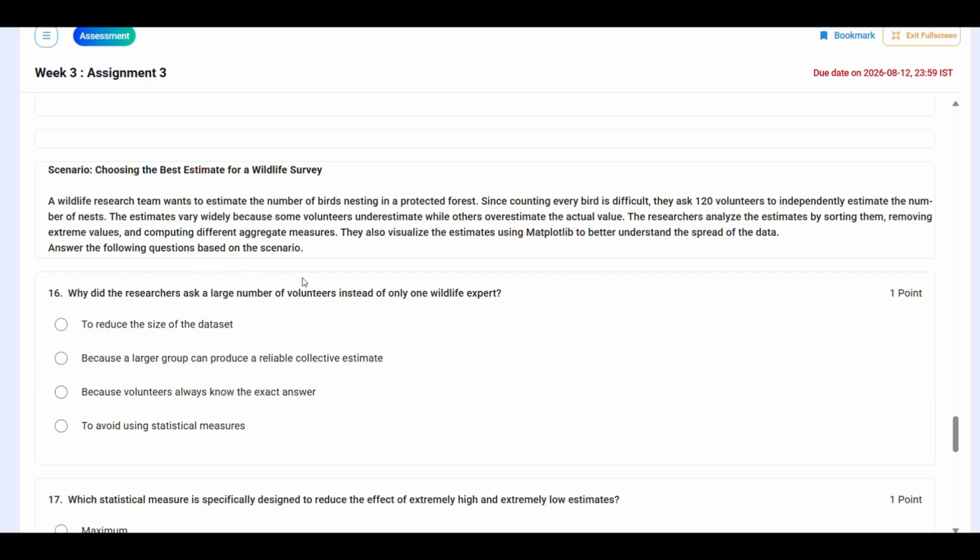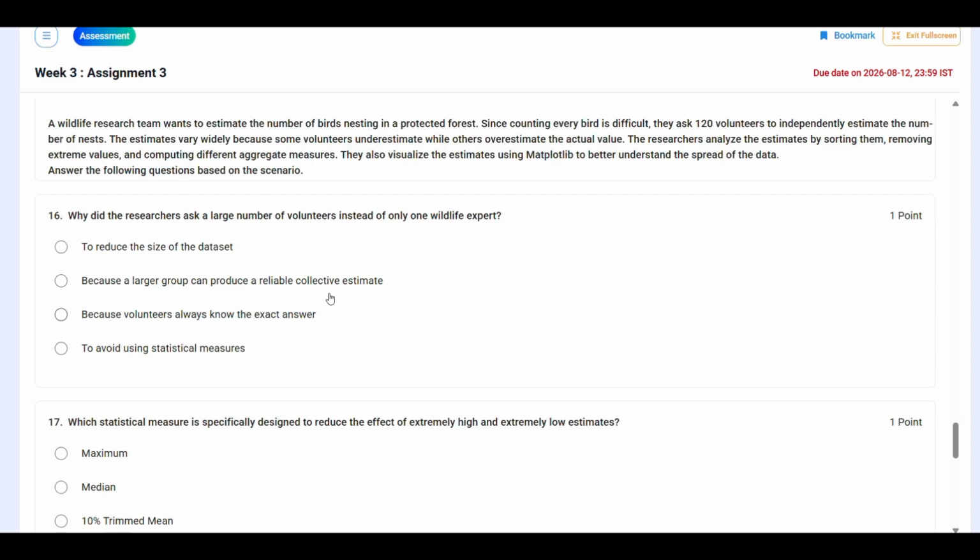Then we have another scenario-based question starting from 16: choosing the best estimate for the wildlife survey. In this 16th question, why did the researcher ask a large number of volunteers instead of only one expert? Because a large group can produce a reliable collective estimate. So the second option is correct.